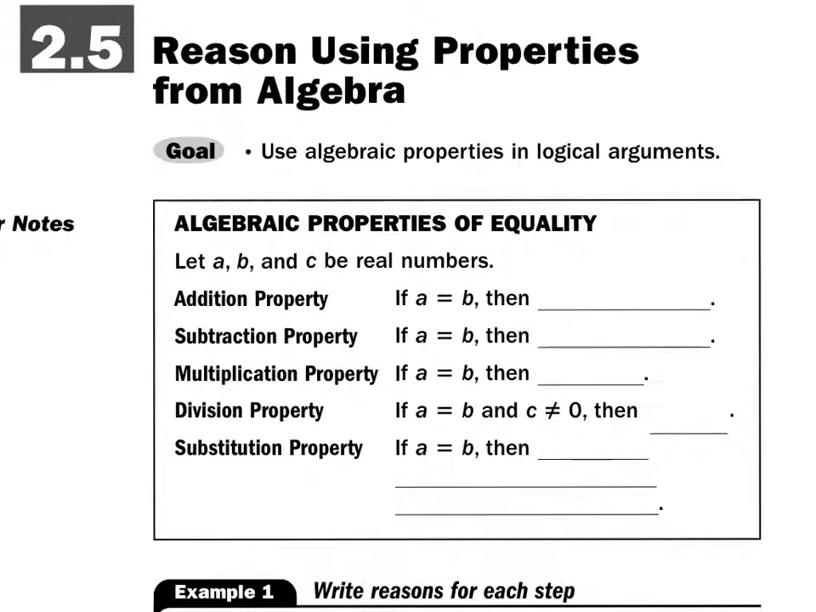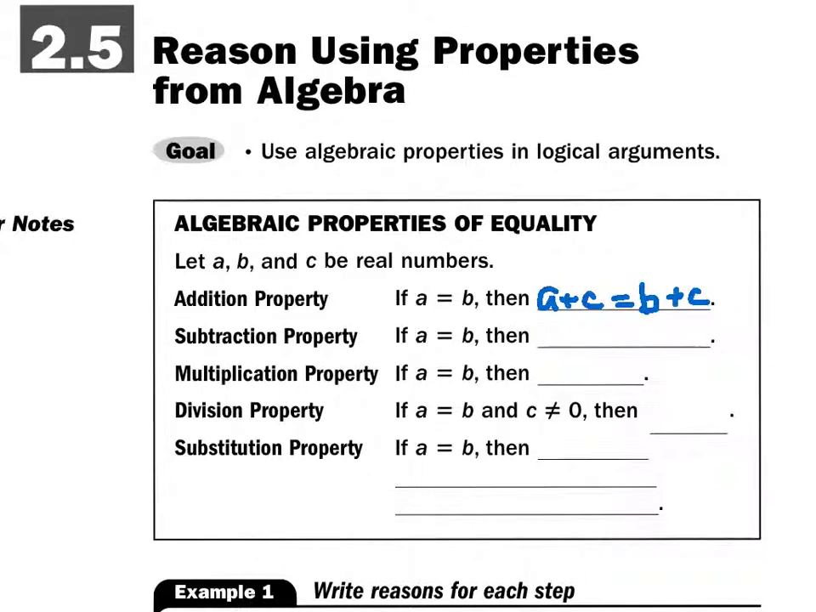2.5. Reason using properties from algebra. Use algebraic properties in logical arguments. Let A, B, and C be real numbers. Addition property. If A equals B, then A plus C equals B plus C.